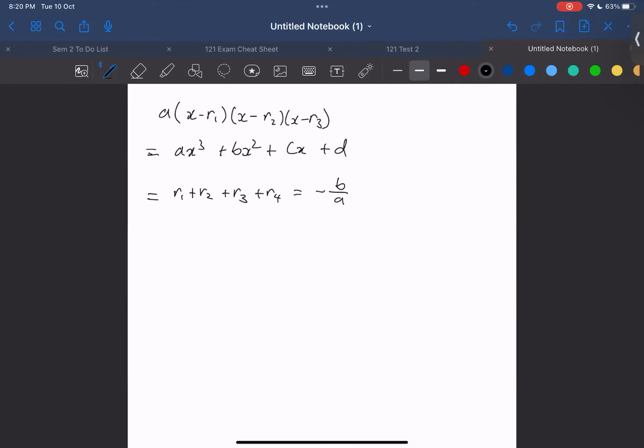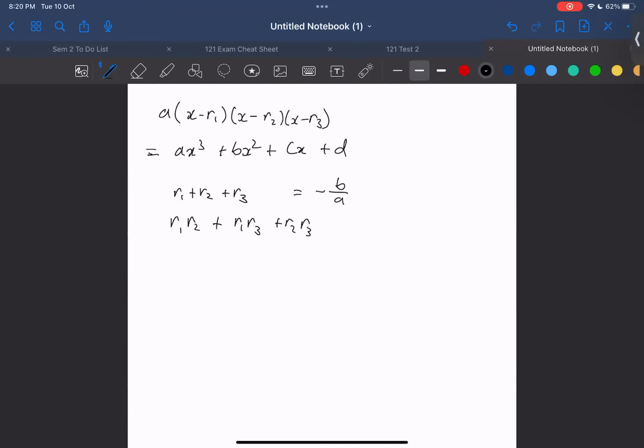I don't know why I put an equal sign there. I don't know why I also put four roots there. I'm a bit stupid.